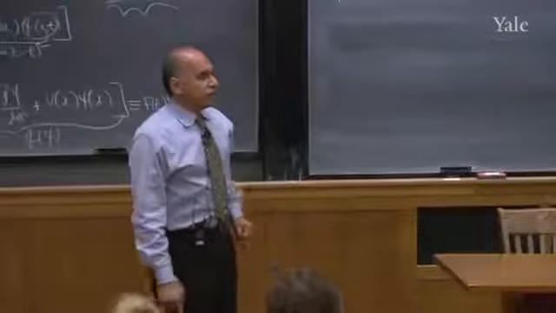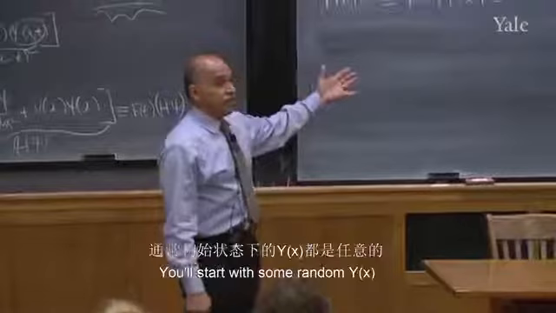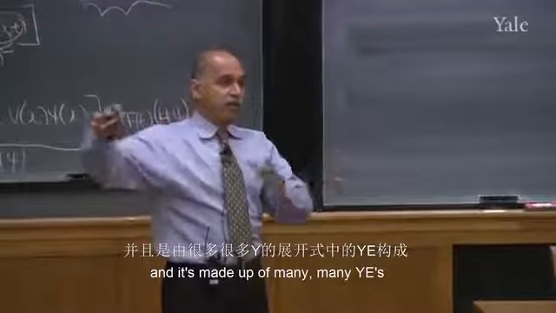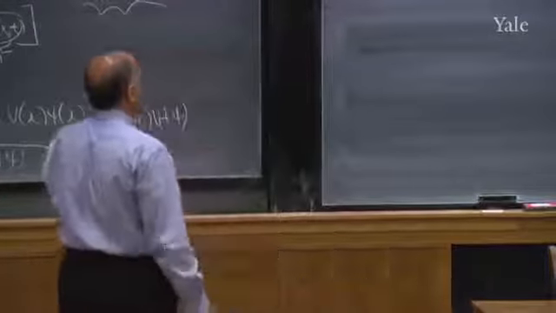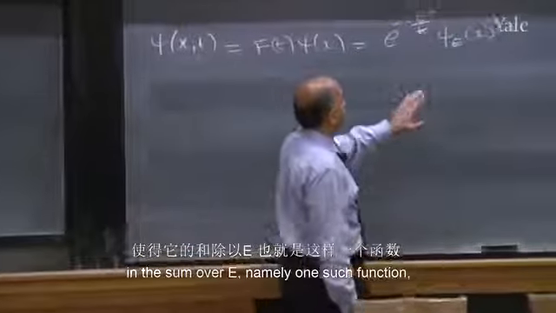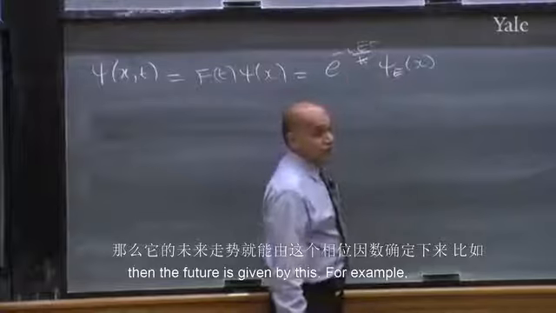Therefore, it's not a generic solution because you may not in general start with a state which is a state of definite energy. You'll start with some random psi of x, and it's made up of many, many psi sub e's that come in the expansion of that psi. So it's not going to always work. But if you picked it so that there's only one such term in the sum over e, namely one such function, then the future is given by this.